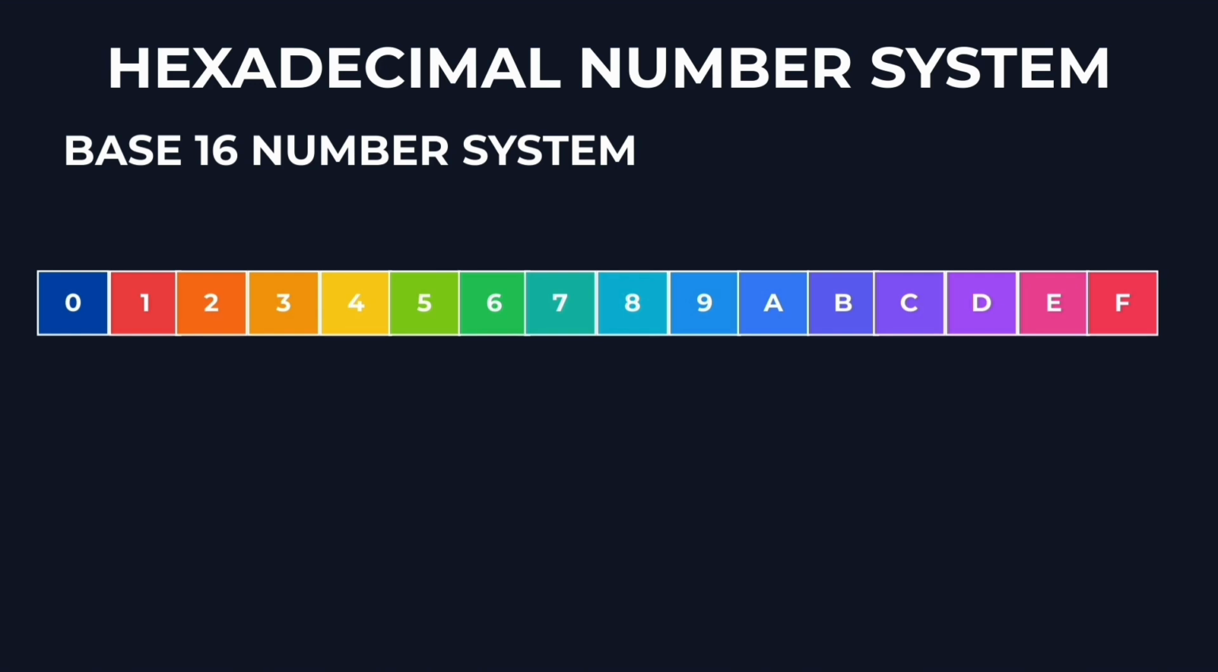Hexadecimal numbers are widely used in computers and embedded systems because they provide a shorter and more convenient way to represent binary data. Now, let's convert the hexadecimal number 12AF into decimal. First, separate the digits and convert the letters into their decimal equivalents. So, 12AF becomes 1, 2, 10 and 15.